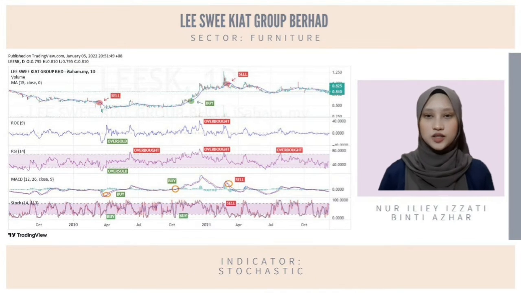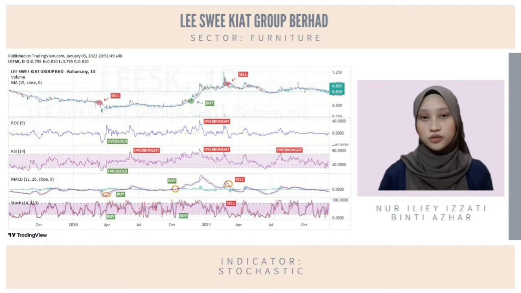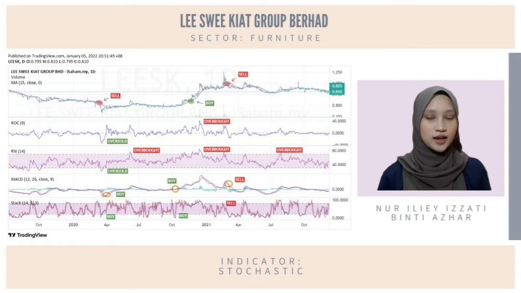Last indicator is stochastic. Oversold levels appear below 20 in March and October 2020. It shows a buy signal, signaling traders should buy more stock as the price keeps rising after that. Then as you can see in the graph, overbought levels appear above 80 in February 2021, which shows a sell signal. Before the price keeps declining, traders should sell their stocks.